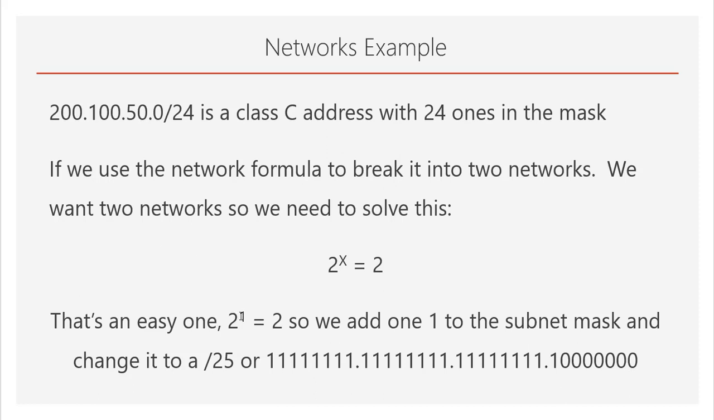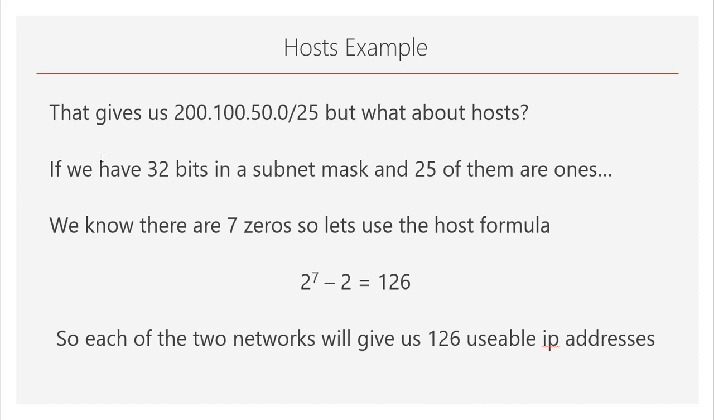So that's an easy one. 2 to the 1 equals 2. So we add 1 to the subnet mask. Remember, x is the number of ones we have to add to the default subnet mask. So we change the subnet mask to a /25. So same thing for host. So this gives us /25, but what about host?